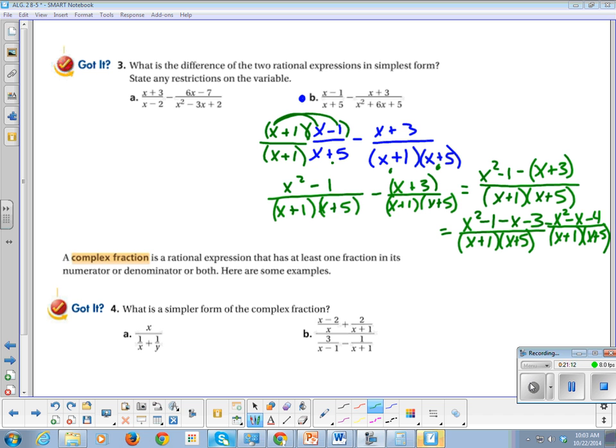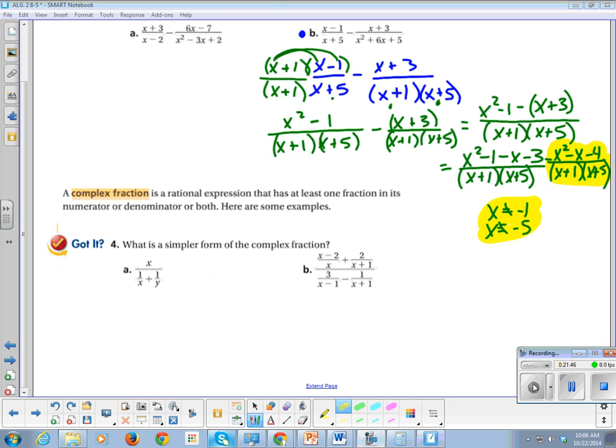And I think we're stating our restrictions. We definitely don't want x equal to -1 or to -5. Because there are no two numbers that multiply to give us -4 and add to give us -1, we cannot simplify this further. So we just write it like that. It includes our restrictions.